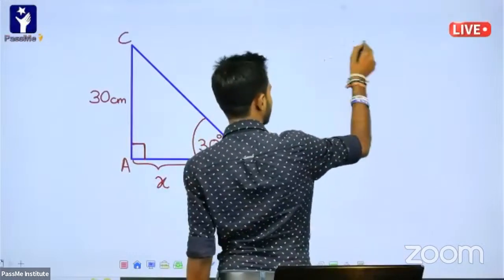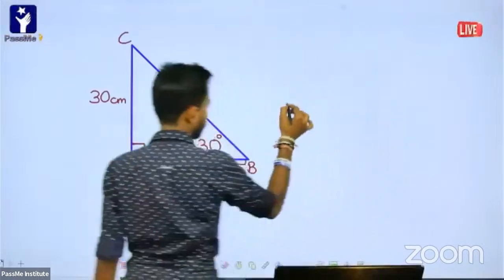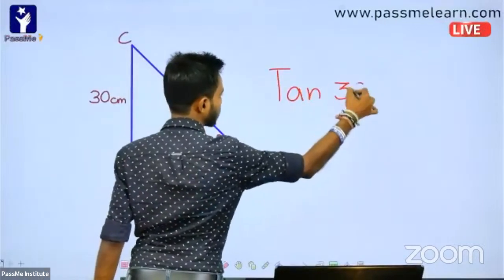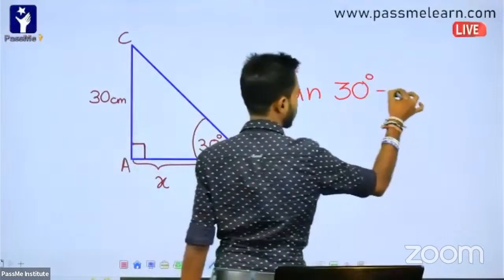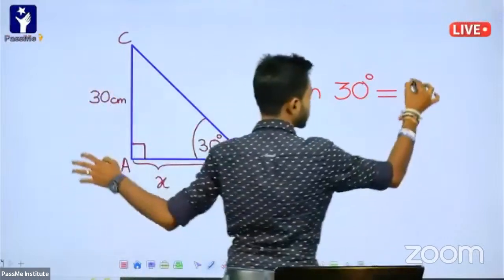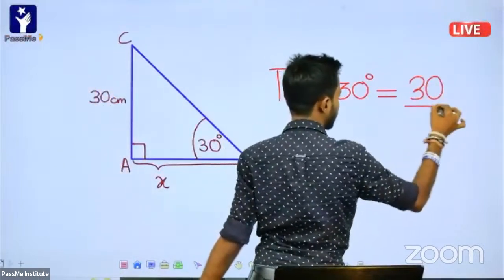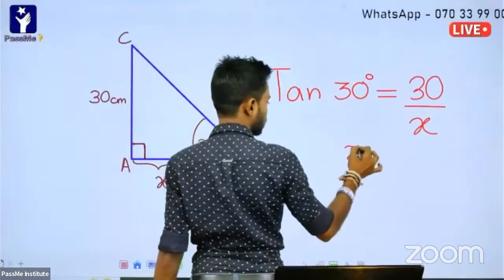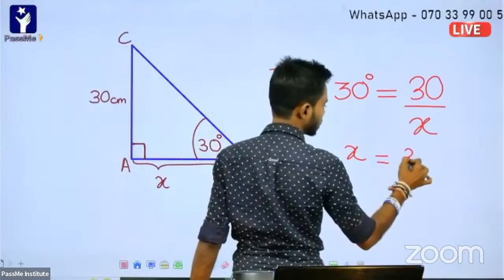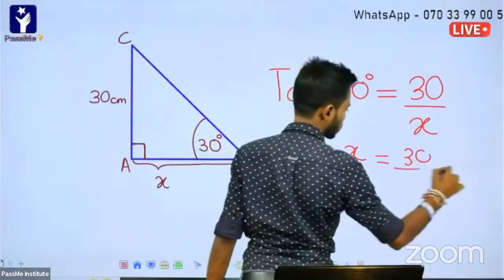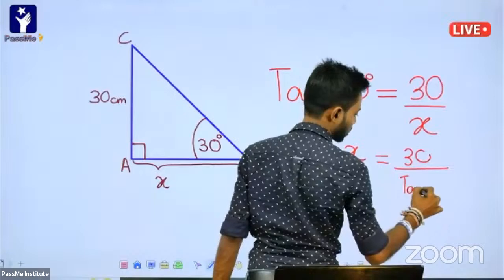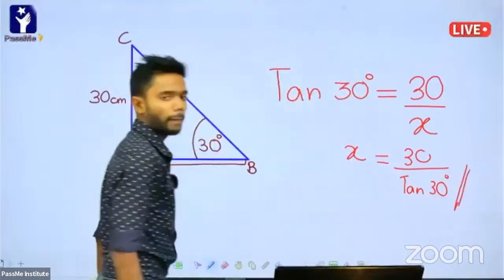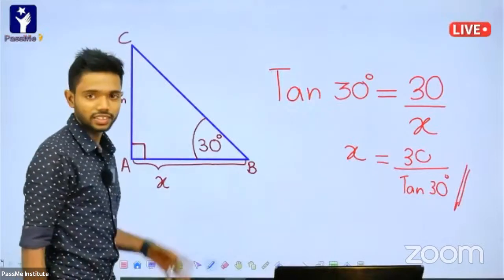What is the ratio? Tan. Now see, for this I write tan. Tan 30 degree is equal, right, opposite side distance 30 centimeter divided by x. Now in order to find x, you can take x here and 30 there, so you get x equal to 30 divided by tan 30. Okay, so this is the answer for x.